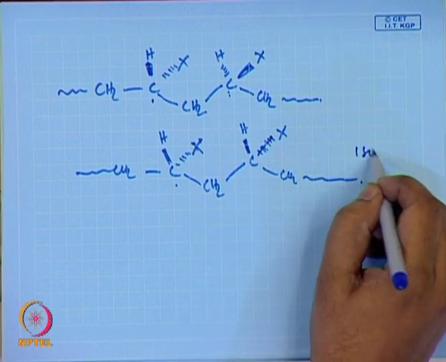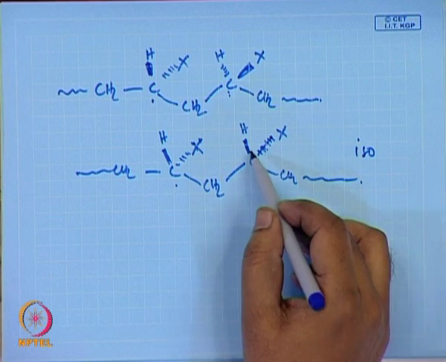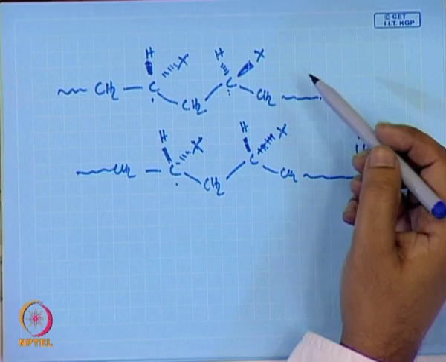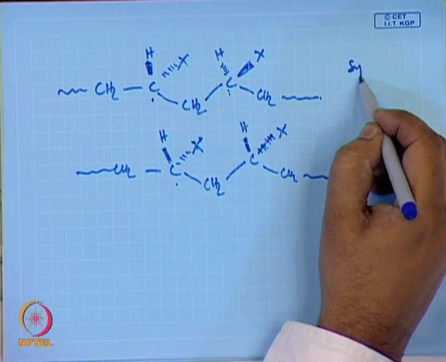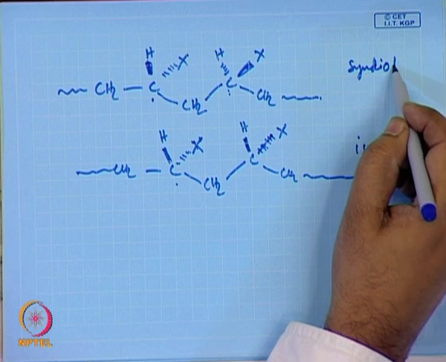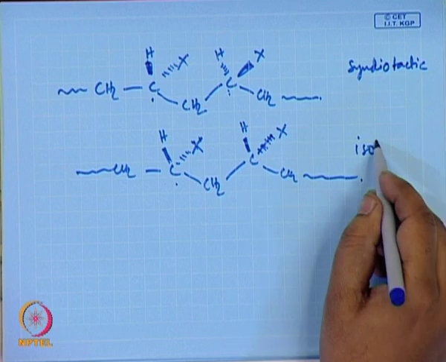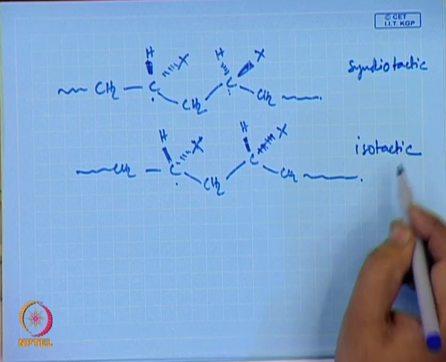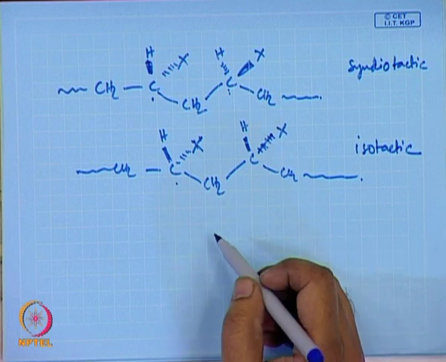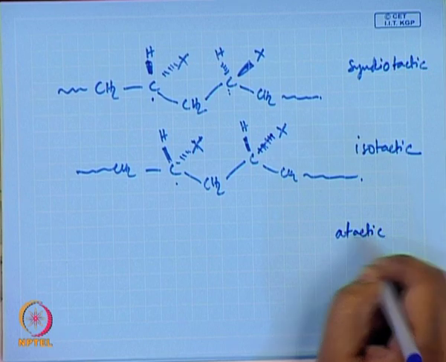If this is all the same, if you can think of the next carbon also having the same configuration, and if they are alternate, then this is called syndiotactic. This is isotactic, and if there is no order, then it is called atactic, which is basically a random distribution.